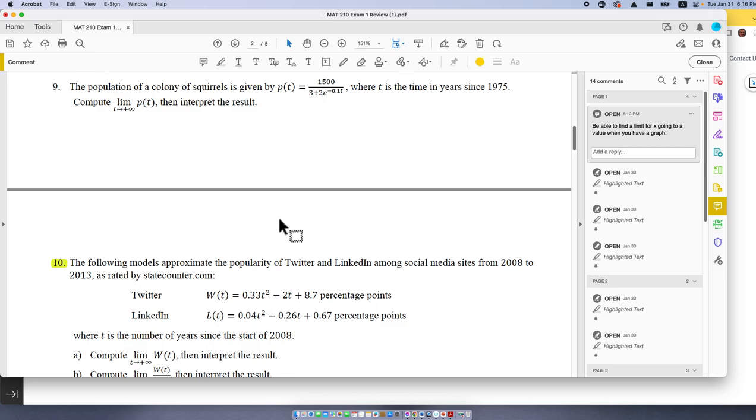And again, we could take a look at this. We've got two functions based on percentage points. They want us to compute a limit as it goes to infinity, then interpret the results. So what's going to happen as this first one goes to infinity?